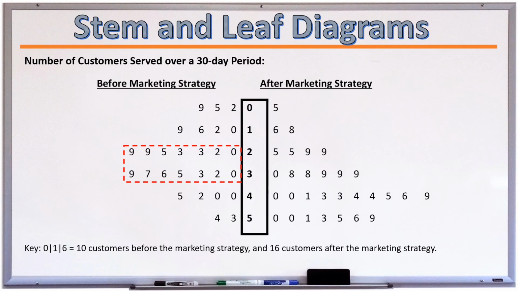The most customers seen in a day before the campaign was 54, whereas after the campaign, the restaurant saw a record 59 customers during one day of the month. We can conclude that the marketing strategy has generated more customers on average for the restaurant per month, and has therefore been effective.